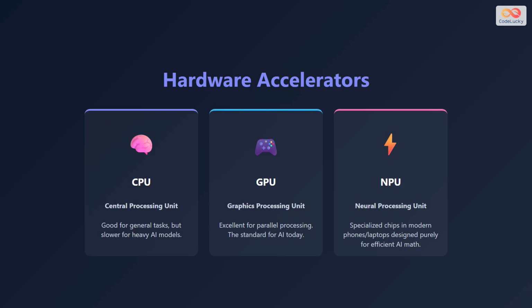Running these models requires hardware. While your central processing unit can handle basic tasks, modern artificial intelligence relies heavily on graphics processing units. Additionally, new computers are now coming with neural processing units, or NPUs, which are chips specifically designed to run artificial intelligence math efficiently.